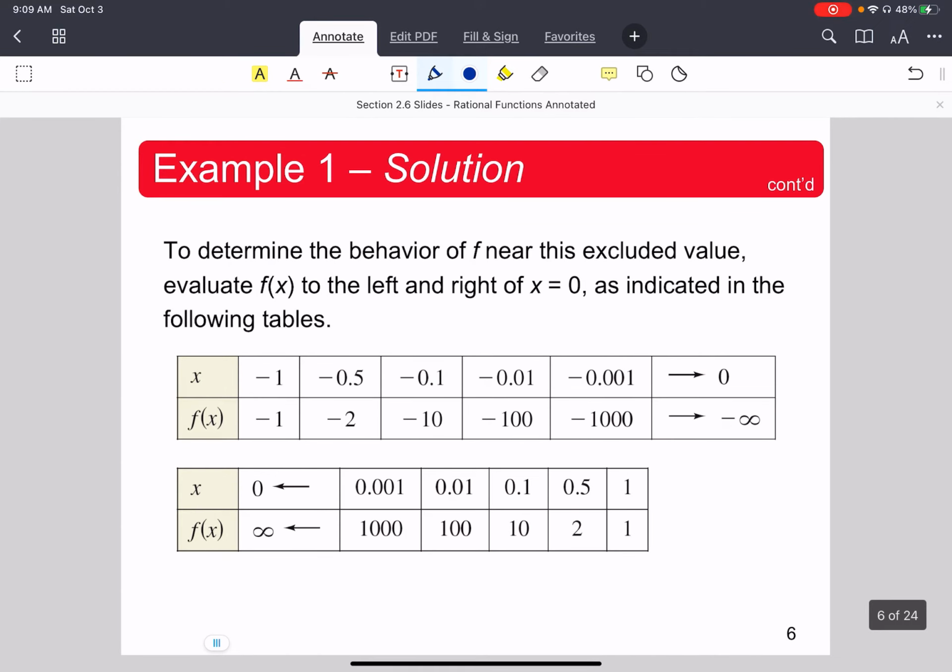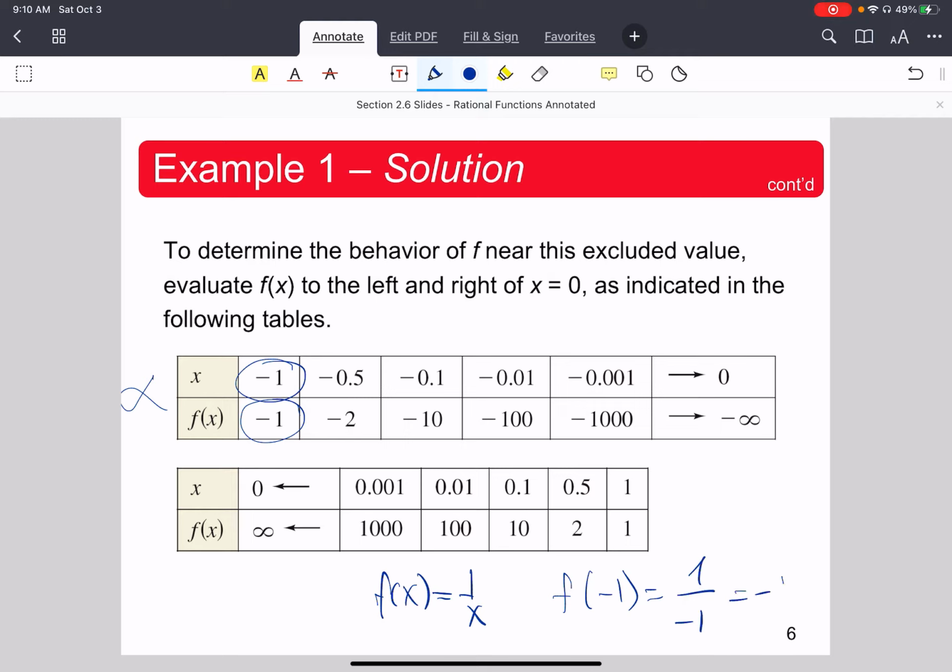To determine the behavior of the function near this excluded value, we evaluate the function to the left and the right of x equals 0. In other words, we're going to get super close to 0, but we're not going to be quite there yet. For the first table, we tried some values. Say x is -1, then the function f of x equals 1 over x, so f of -1 is 1 over -1, which is -1, right? Doing that similar thing for all these x values, we get different y values.